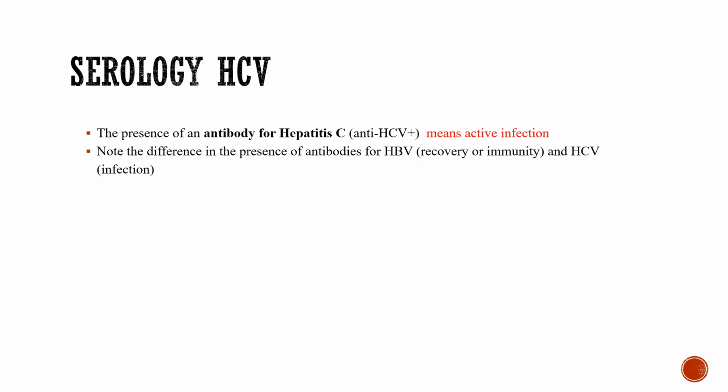Serology for hepatitis C virus is a little bit different. The presence of an antibody for hepatitis C means there is active hepatitis C infection. Note the difference in the presence of antibodies for hepatitis B and for hepatitis C. An antibody for hepatitis B means the person's in recovery or is immune. And a positive antibody for hepatitis C means the person has an active infection. It can be a little confusing.